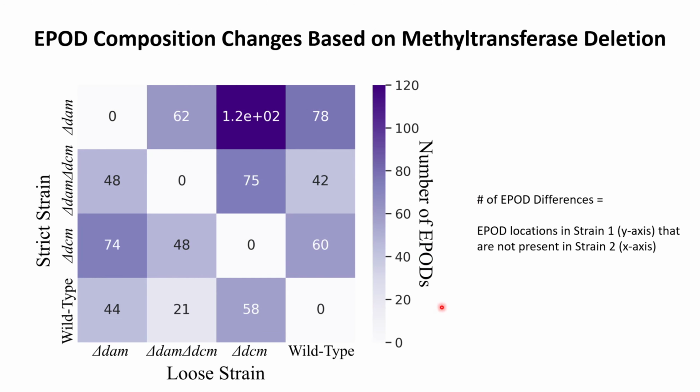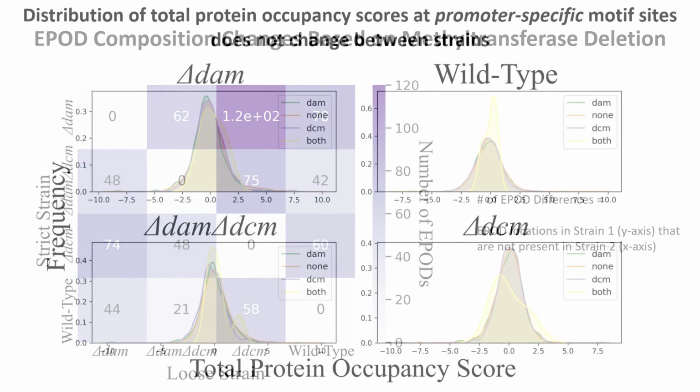To figure this out, we can first compare differences in EPOD composition between strains. Here we are looking at the number of EPODs in the y axis strain that do not overlap with any EPODs in the x axis strain. What we can take away overall from this figure is that since EPOD composition is changing a lot between the strains, this indicates that protein occupancy overall is changing a lot between strains.